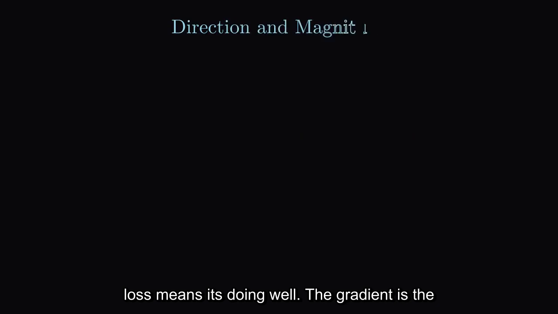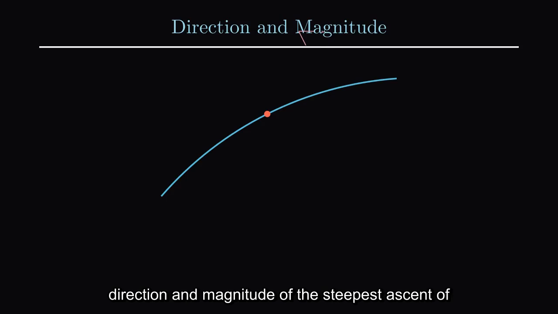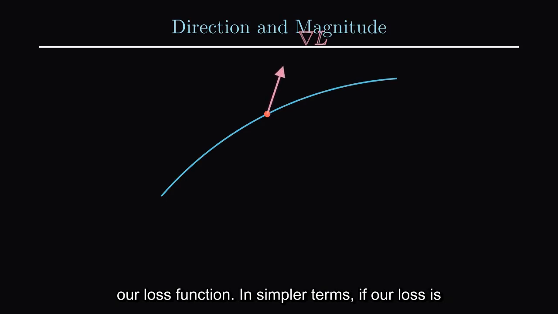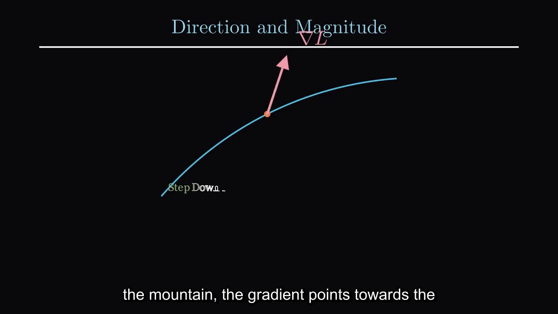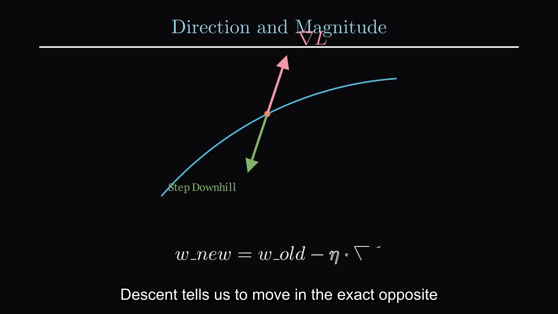The gradient is the crucial piece of information that tells us the direction and magnitude of the steepest ascent of our loss function. In simpler terms, if our loss is the mountain, the gradient points towards the steepest uphill path. To minimize loss, gradient descent tells us to move in the exact opposite direction.